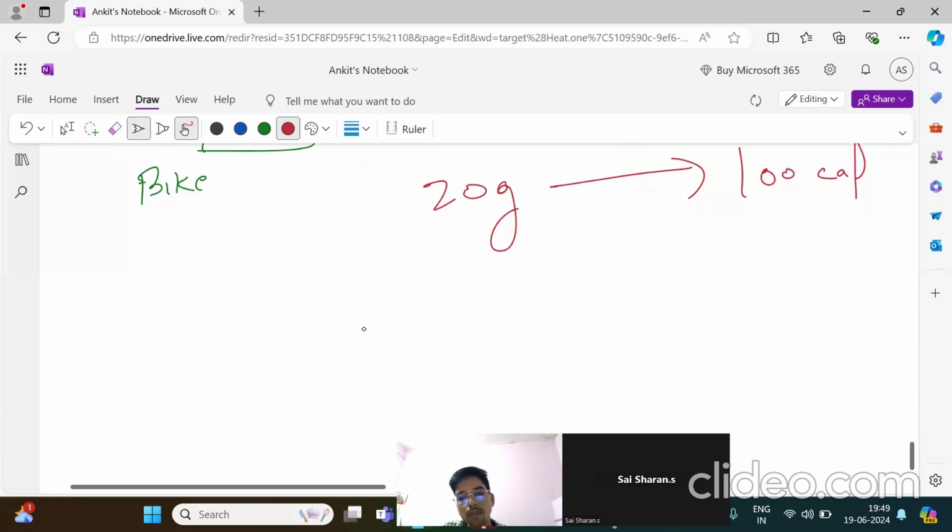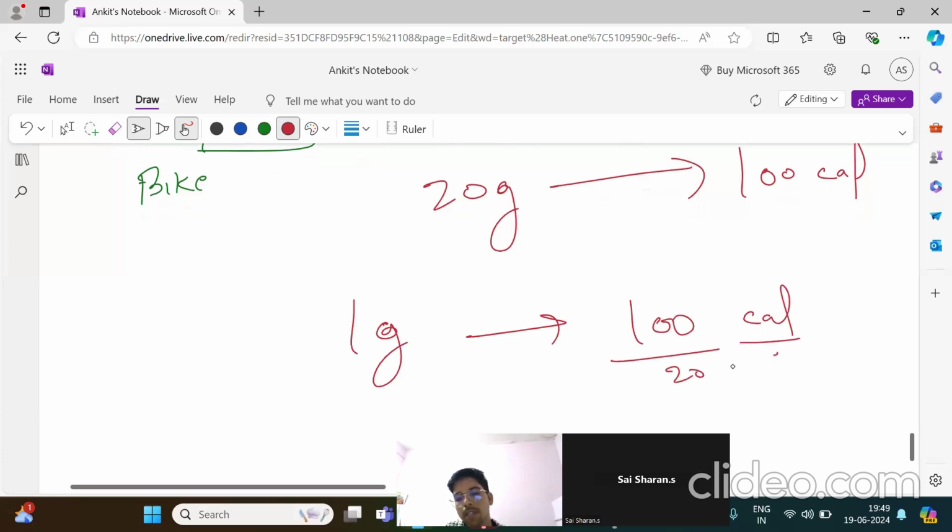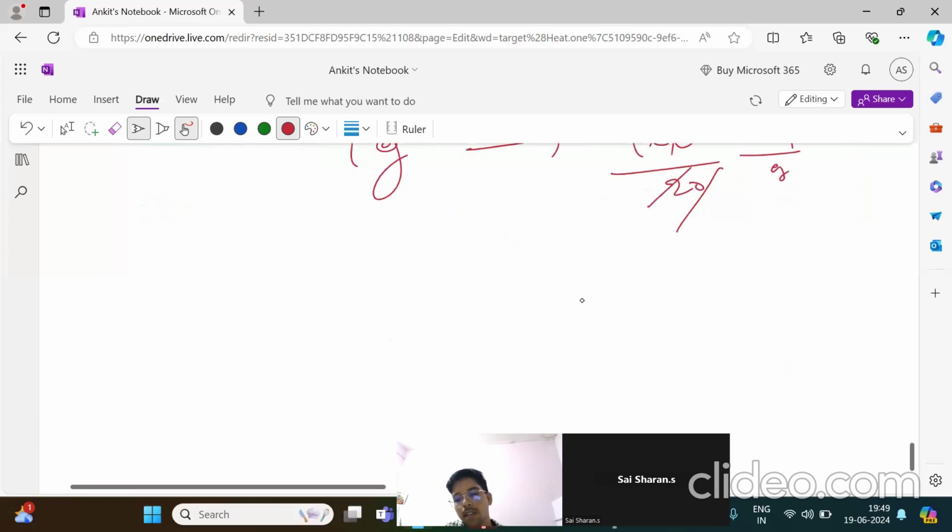Clear? For 1 gram, how much will you produce? 100 by 20 calorie per gram. That is 5 calorie per gram. This is known as calorific value.